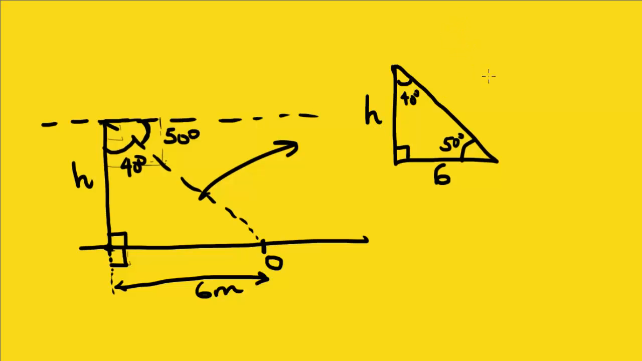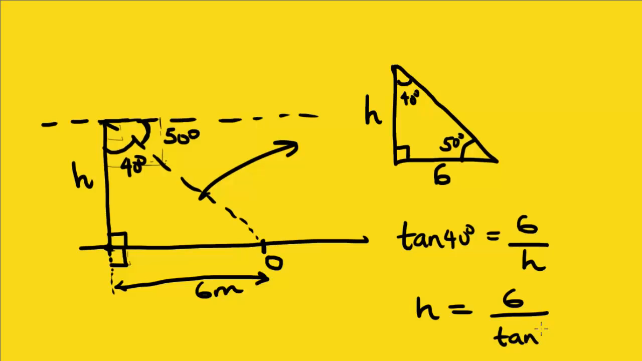So you can use SOHCAHTOA here. If I focus on the 40 degree angle, the tan of 40 degrees is the length of the opposite side, which is 6, divided by the length of the adjacent side, which is h. This simply means that h is 6 divided by tan 40 degrees, which from your calculator to 2 decimal places is 7.15 meters. And that's pretty much it.